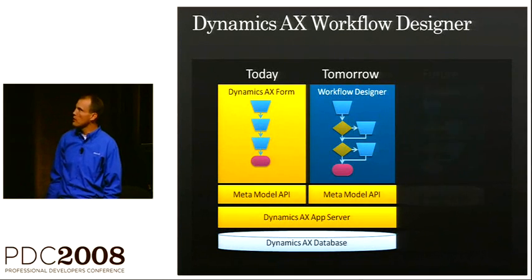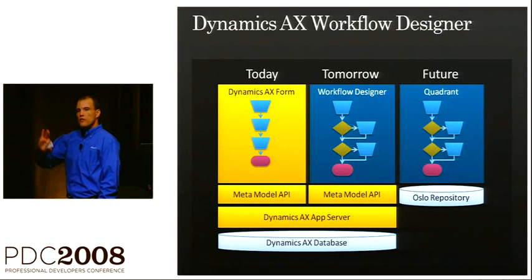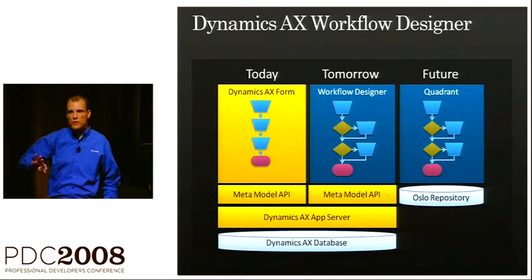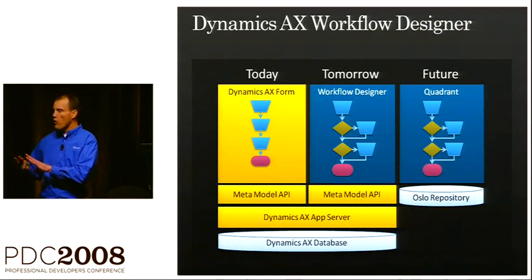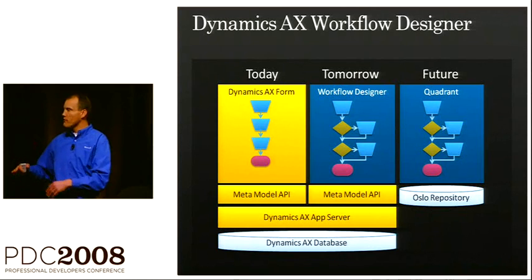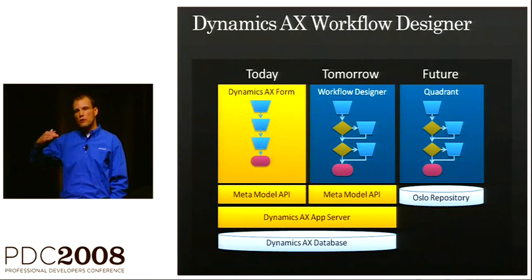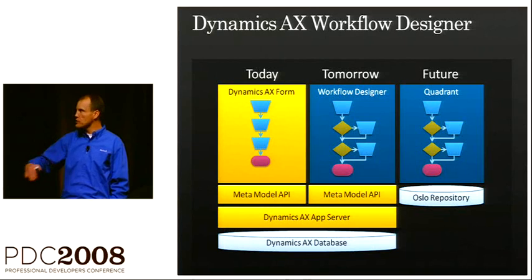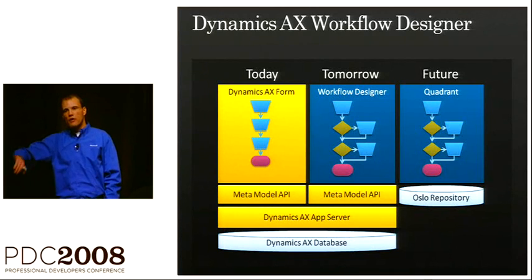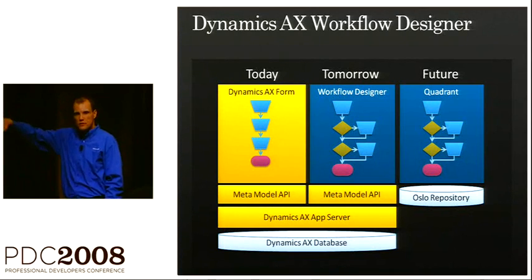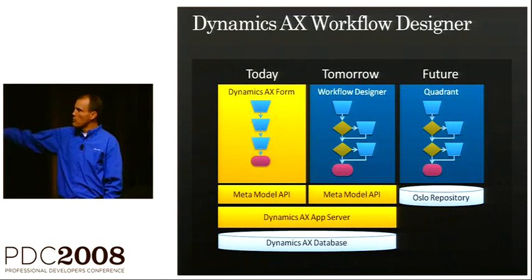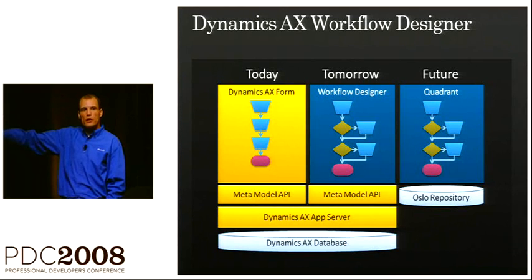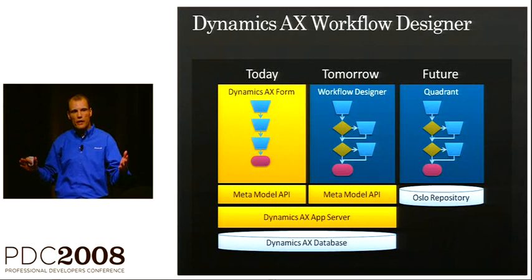And in the future, all of the Dynamics AX metadata that we have today is going to evolve into the Oslo repository. So all the metadata will be in one location. We'll have a very consistent, universal modeling experience on top of the Oslo repository using the Quadrant toolset. If you have any questions about this, there are quite a few presentations on Oslo where they discuss this in more detail. But moving our metadata into the Oslo repository, surfacing a universal design experience on top of that repository for all of our metadata.